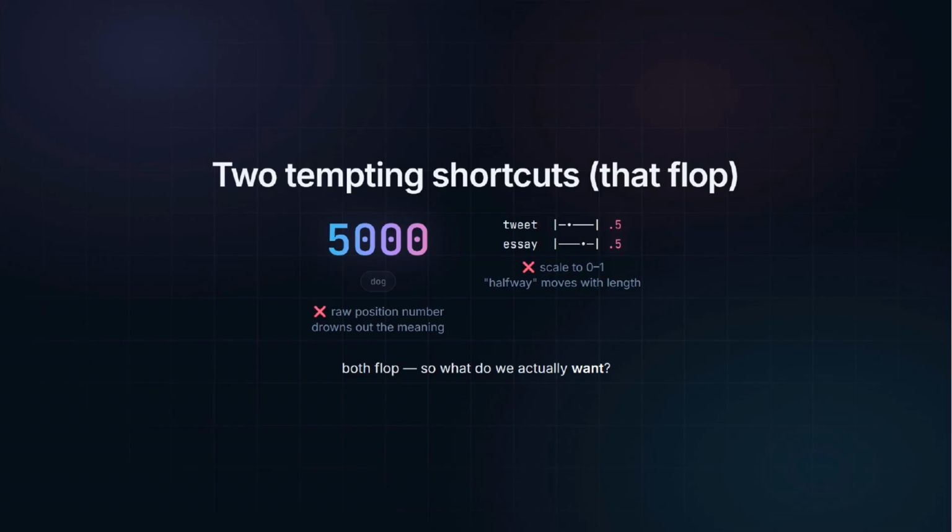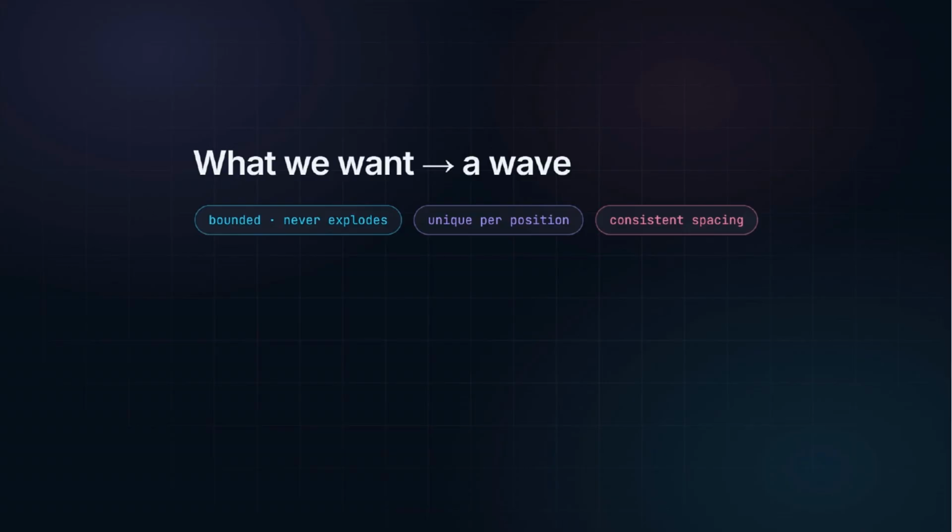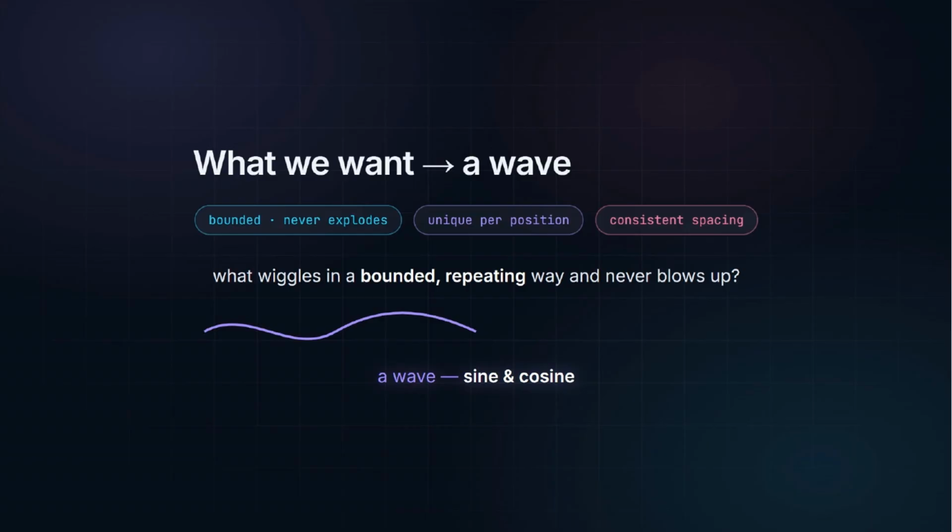Both shortcuts flop. So what do we actually want from a position stamp? Three things. The stamp must stay bounded so it never explodes. It must be unique for every position. And the spacing between positions must stay consistent, no matter the length. So, what kind of thing wiggles in a bounded, repeating way and never blows up? A wave. Sine and cosine, specifically the trick the original transformer used, and it's beautifully simple once you see it.